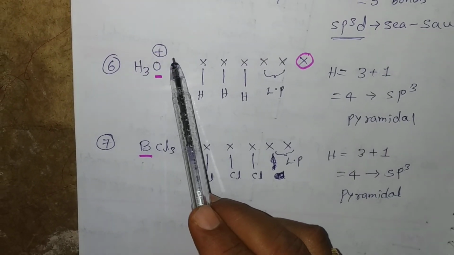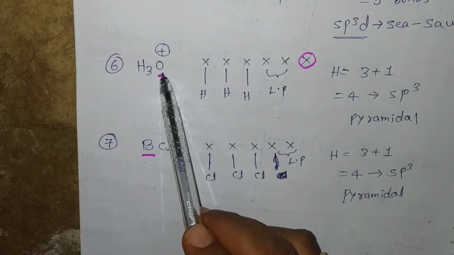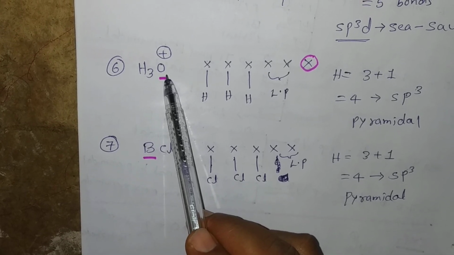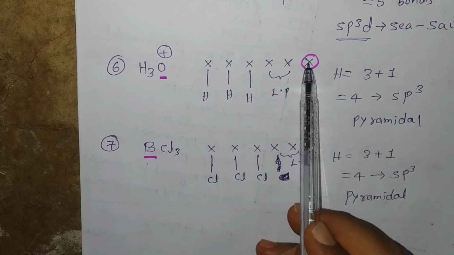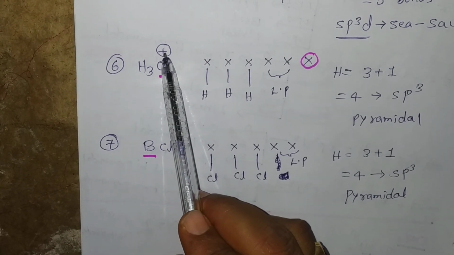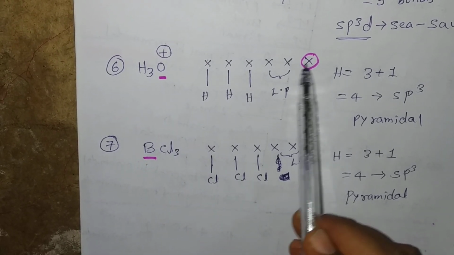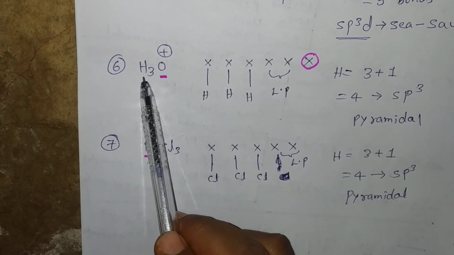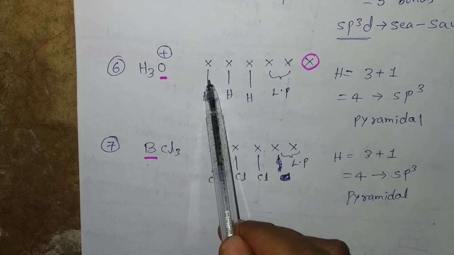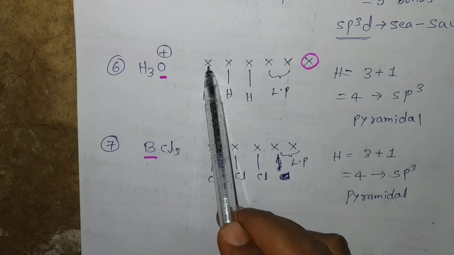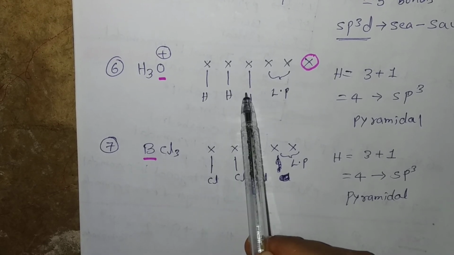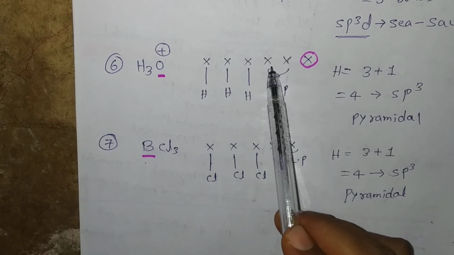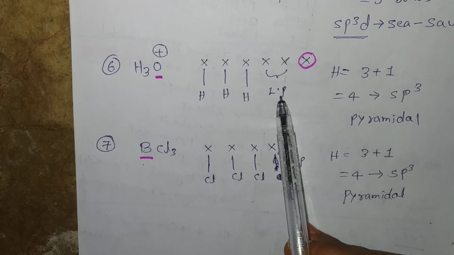H3O plus. Oxygen is the central atom. It belongs to the 6th group in the periodic table, so 6 valence electrons: 1, 2, 3, 4, 5, 6. Now positive charge means 1 electron is removed from the valence electrons. So the remaining valence electrons are 1, 2, 3, 4, 5. Now there are 3 monovalent hydrogens. Each hydrogen forms a sigma bond with valence electrons. Total sigma bonds 3, and the remaining electrons are considered as a lone pair. How many? 1 lone pair.